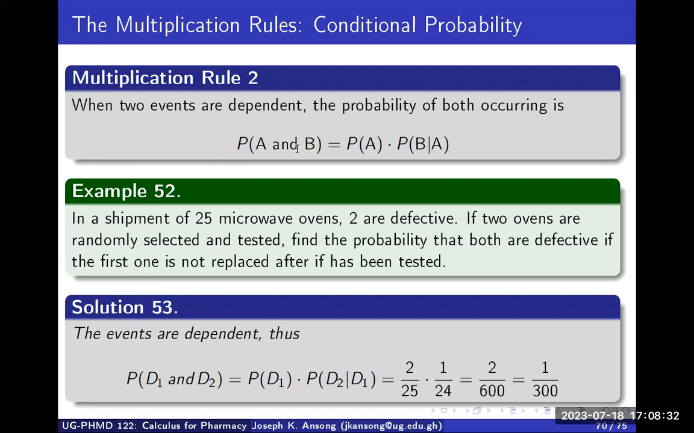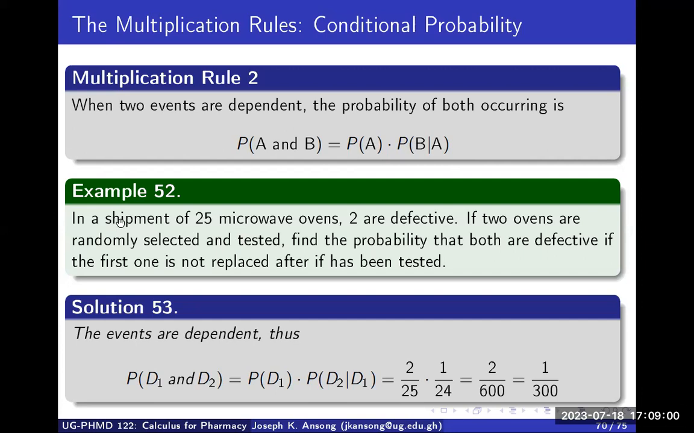Probability of A and B will be the probability of A multiplied by the probability of B, given that A has occurred. That is when they are dependent. If they are not dependent, you don't need this, right? You just multiply their separate probabilities. But now, the occurrence of this one depends on the fact that this has already occurred. So you use a conditional probability.